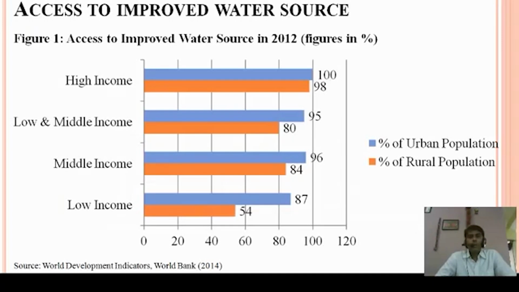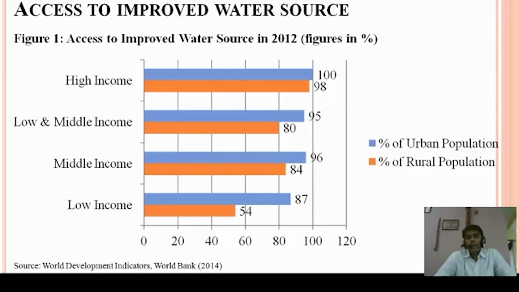So access to improved water sources, if we look at the world development indicators, urban population versus rural population, we find that among low income people, in the rural population only 54% are in a position to access improved water sources by 2012, while in the urban population we find that 87% of even the low income people have access to improved water sources. In the middle income group, we have seen that around 84% of the rural population, while 96% of the urban population, has access to improved water sources.